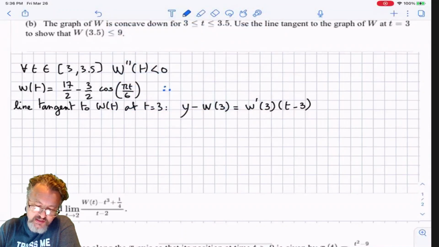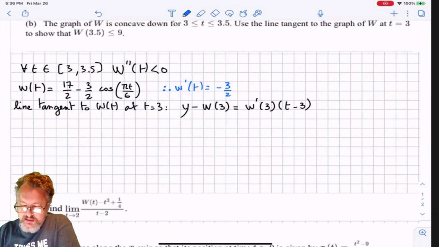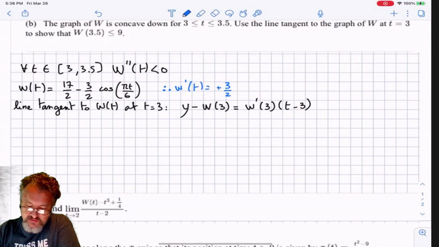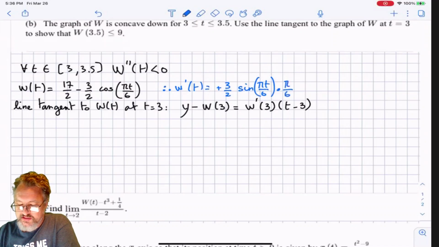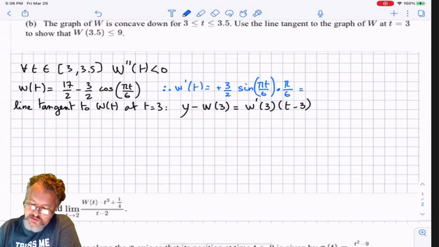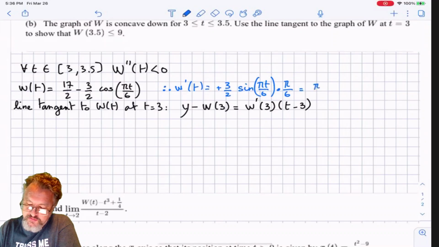So from here we can say that W prime at t is equal to negative 3 over 2 times the derivative of cosine. Is the derivative of cosine negative sine? Yes, it's negative sine, so positive sine of pi t over 6 times the derivative of the inside, and don't forget the chain rule, pi over 6. So it's going to be equal to, the 3 and the 6 gives me the 1 over 2, so it's going to be pi over 4 times sine of pi t over 6.